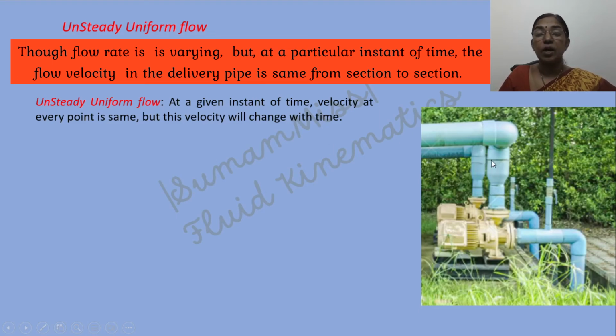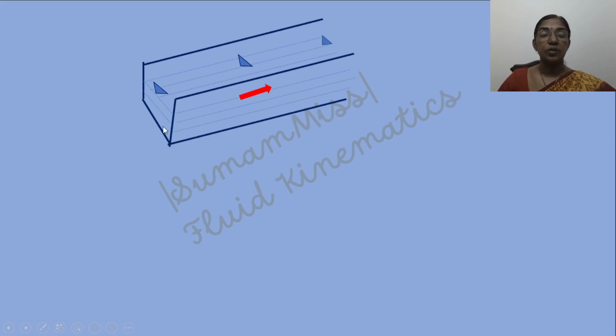So here ∂n/∂t is not equal to 0, whereas ∂n/∂x is equal to 0. So at a particular instant of time, all the flow characteristics are constant from one section to another section. In this figure, you can see that the flow is taking place at a constant rate through a rectangular channel, since the cross section is not changing along the length of the channel and flow rate is same. So it is an example of steady uniform flow.